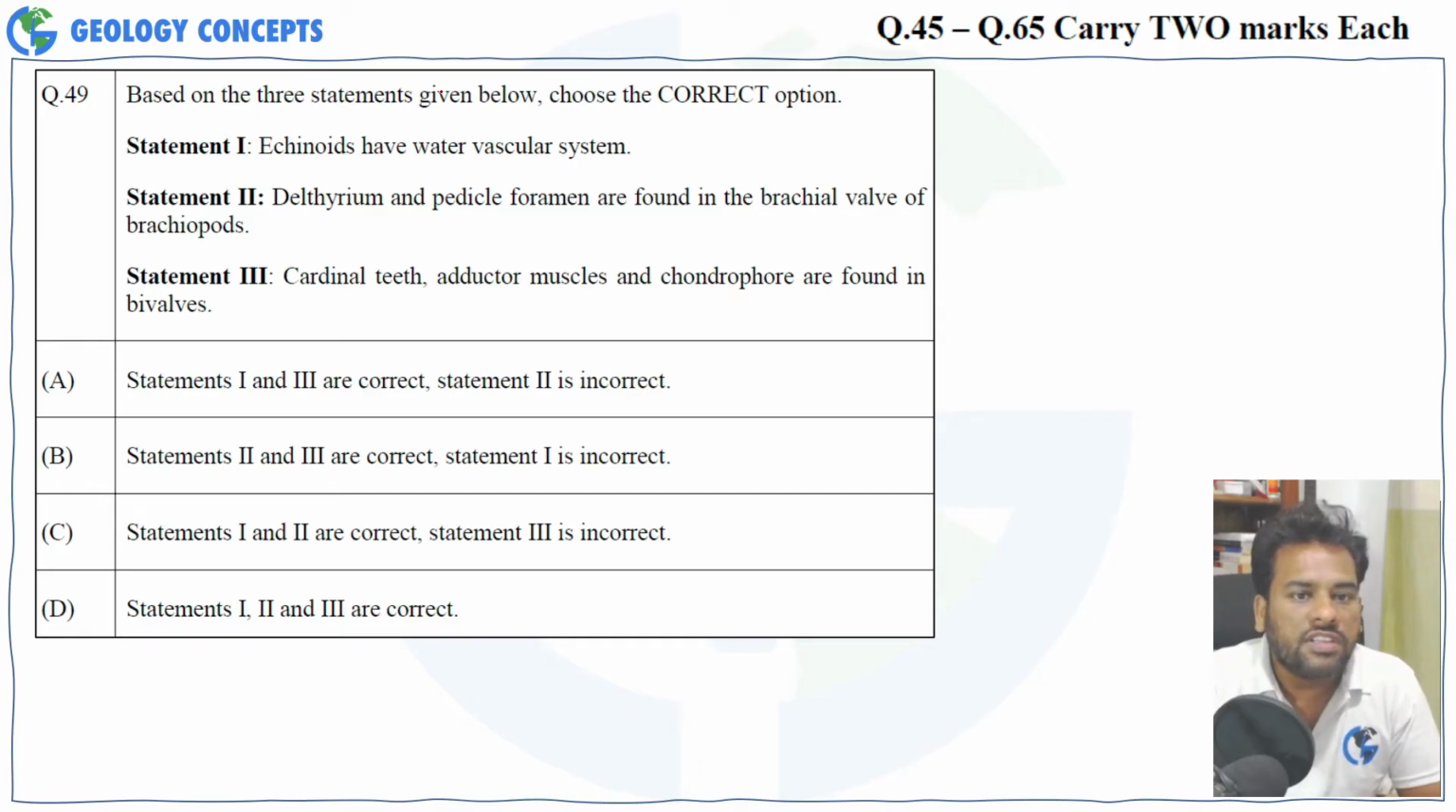Based on the three statements given below, choose the correct option. Statement 1: Echinoids have a water vascular system. This statement is correct. Statement 2: The epithelium and pedicle foramen are found in the brachial wall of the parenchyma. This is wrong because it is found in the pedicle wall. So statement 2 is incorrect. Statement 3: Cardinal teeth, erector muscles, and chondrophore are found in bivalves. This is correct. So A is the correct option.